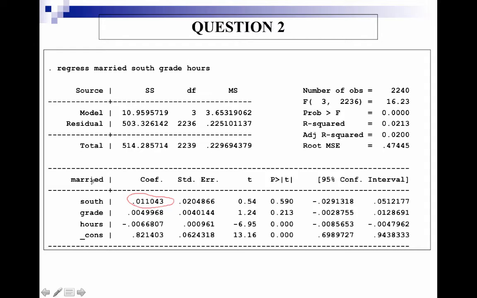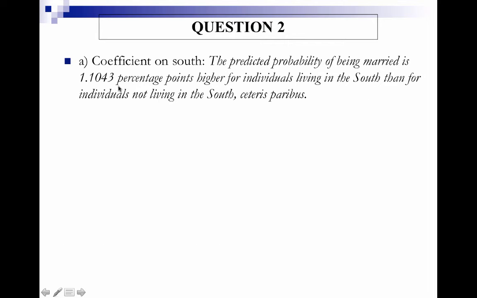a value of 0 or 1, and so the predicted probability is going to be a value between 0 and 1. So we multiply this by 100 in order to get a percentage point change. So keep in mind it's a percentage point change, right, and not a percentage change. We only use percentage changes when we have natural logs.